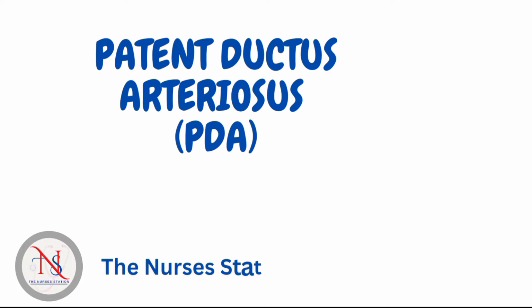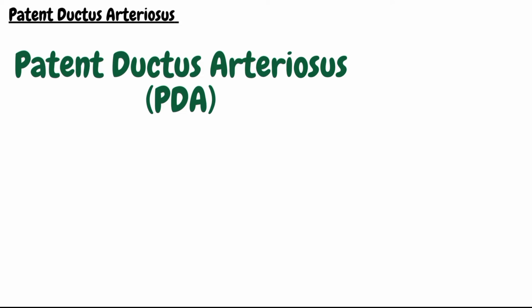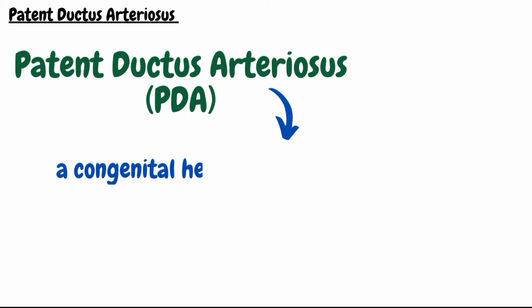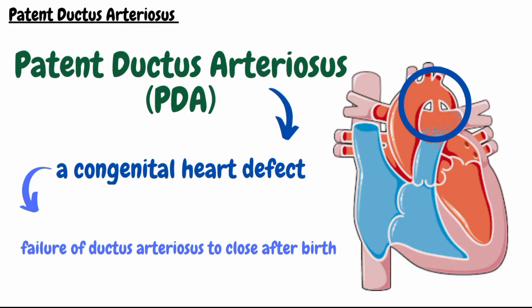In this video, we will be walking through the patent ductus arteriosus. To know more about other congenital heart defects and their classification, you can watch our video on atrial septal defect. Patent ductus arteriosus, or PDA, is a congenital heart defect characterized by the failure of the ductus arteriosus to close within the first few weeks of life.